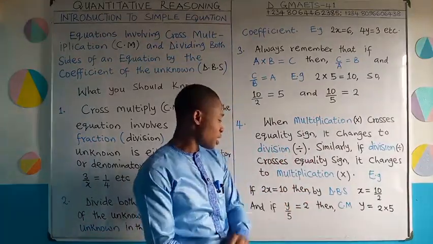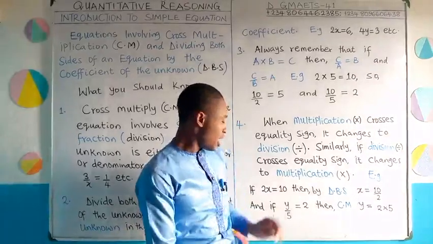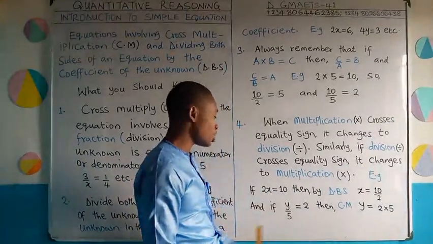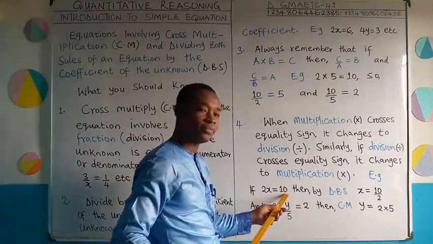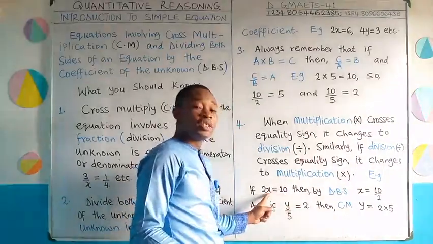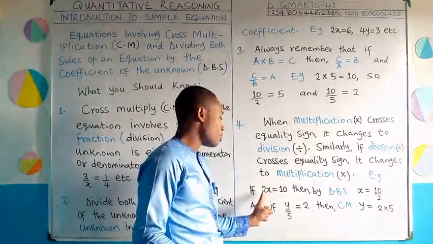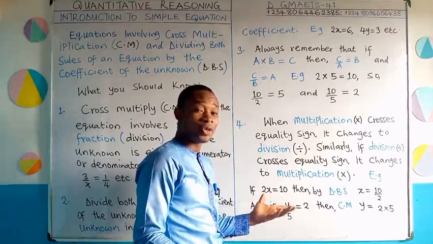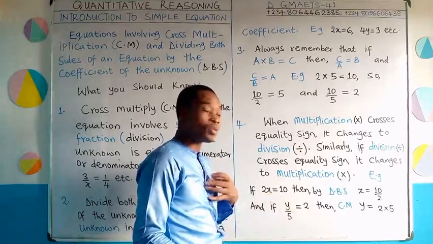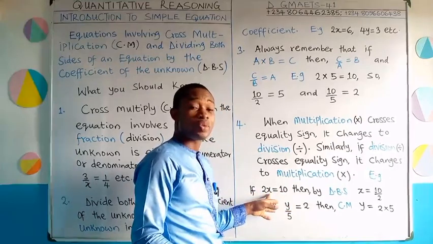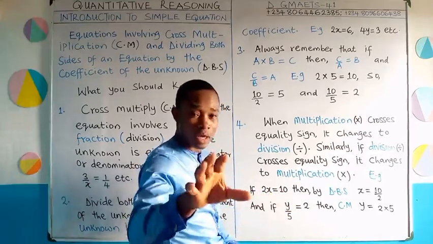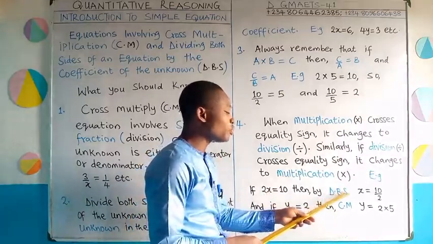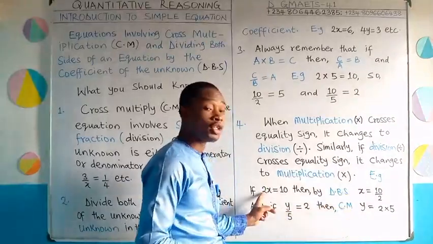Let's consider these examples I have on the board. Okay? Now, this is 2 times x equal to 10. Look at that, 2 times x equal to 10. You notice that in this case, the unknown is x, and it is multiplied by 2. 2 is now the coefficient of the unknown. Therefore, if I want to get this x, you have to find a way to make it stand alone. And mathematics tells us that because this x has a coefficient, I have to divide both sides by the coefficient of the unknown, which is 2.